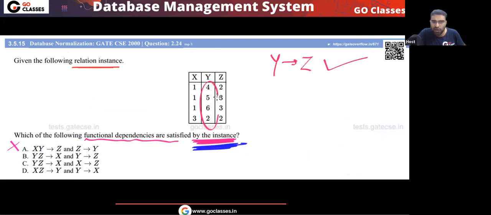Notice that the Y value does not repeat. So automatically this will determine Z. Because the Y value does not repeat, Y will determine Z also. Y will determine X also, because the Y value does not repeat. So you cannot create a violation.